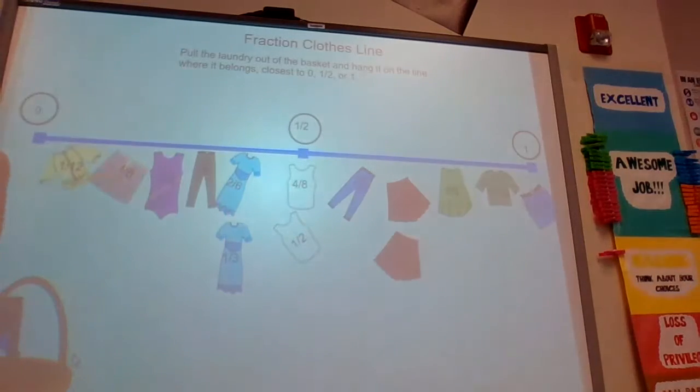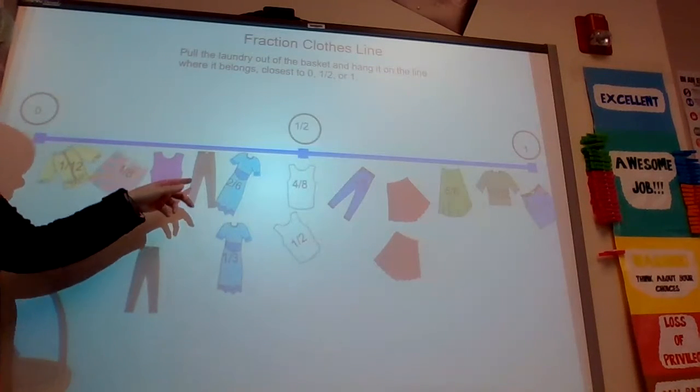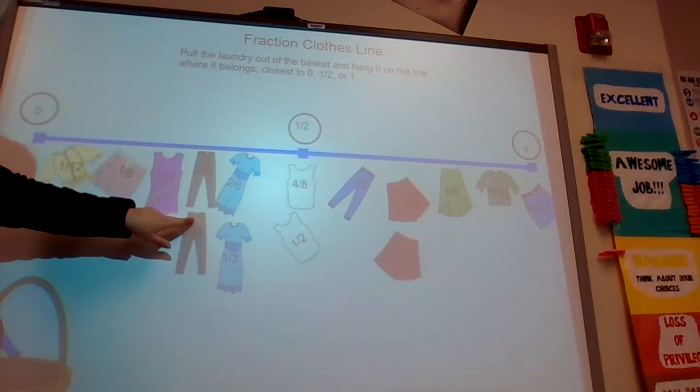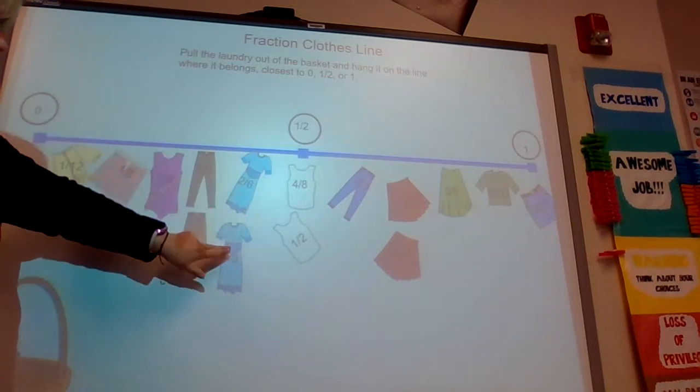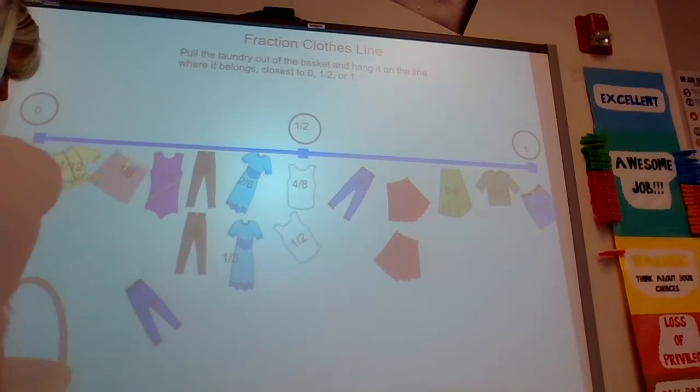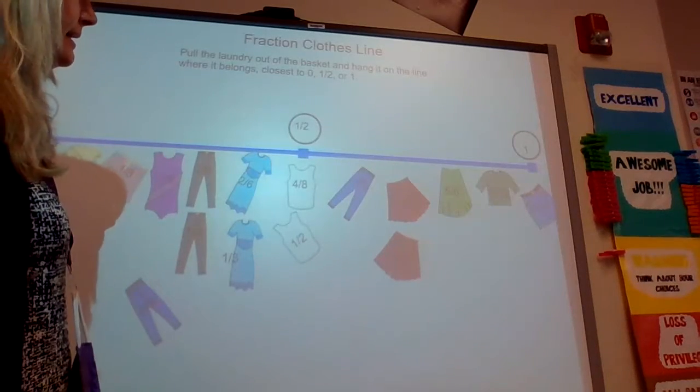Okay, is there anything left in my basket? Oh, I've got a pair of pants. Well, maybe. Now, we just did this. We reduced 2/8 to 1/4, so I know those pants go right here. I'll move this over just a little bit. And the last thing I have in my basket right here is a pair of jeans that says 4/6.